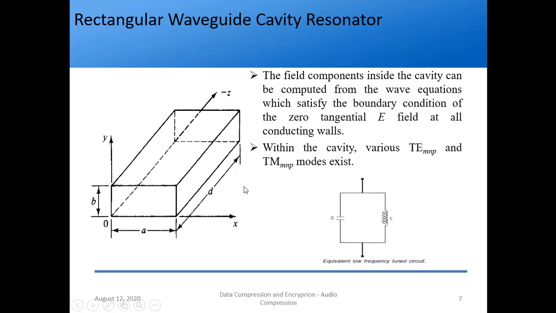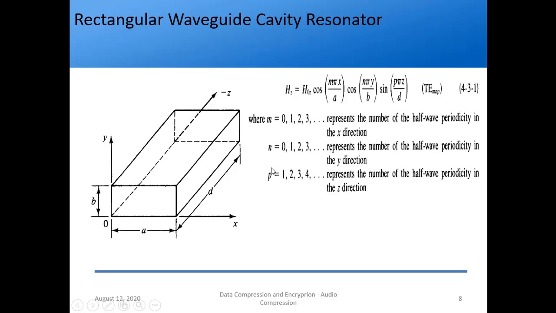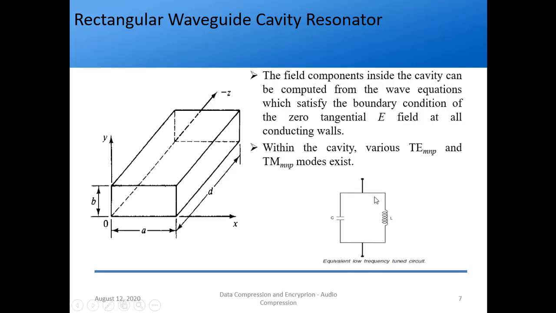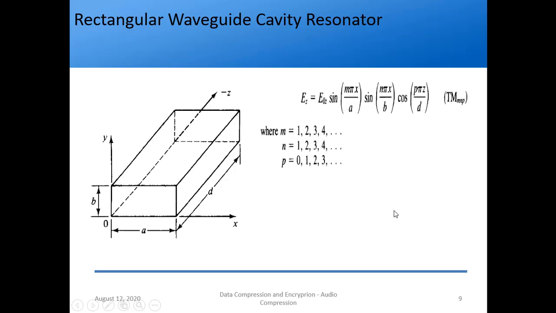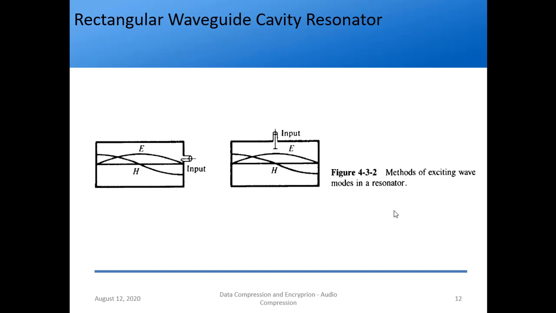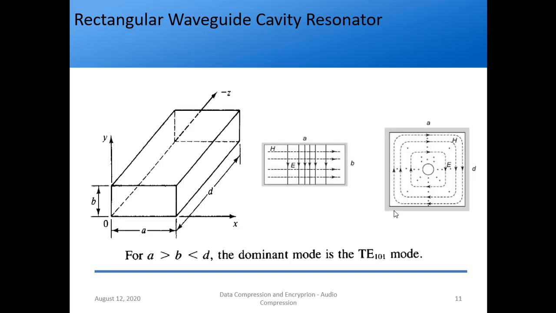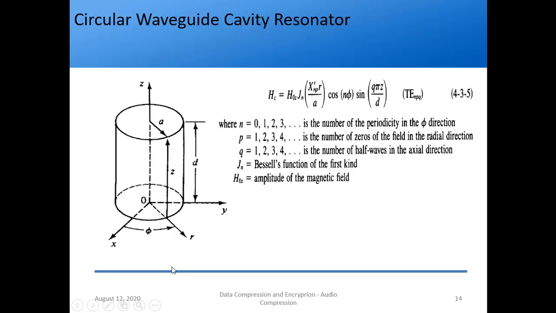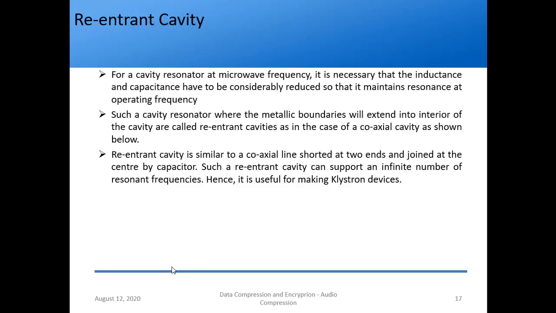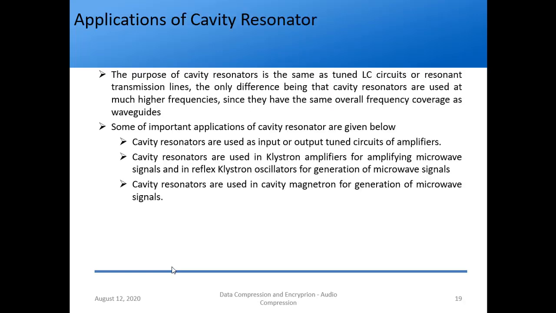As we saw TE and TM modes, in the same way we have TE and TM modes here. But since one more dimension is there, instead of TEmn and TMmn we have TEmnp and TMmnp, right? Again the equivalent circuit is LC only. So this works as an LC circuit only. Then we saw the fields, and we saw that TE101 is the dominant mode provided this condition is satisfied. Similarly we had circular waveguide cavity resonators and re-entrant cavities. Then we went to attenuators.